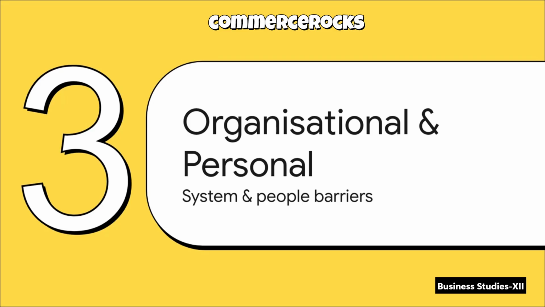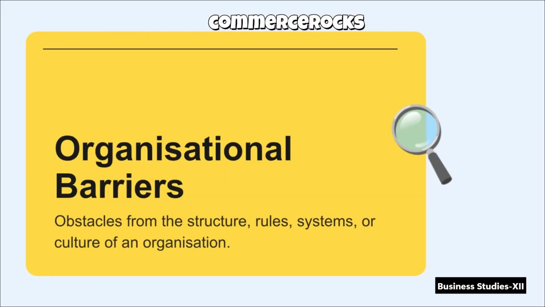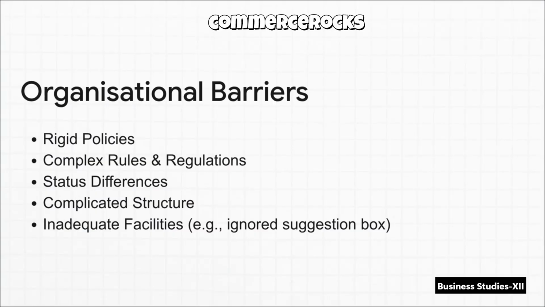All right, so we've talked about words and we've talked about what's going on in our minds. Now let's zoom out and look at the systems we work in and the personal stuff we all carry around with us. So organizational barriers are actually built into the structure of a company. This isn't about one person's mistake. We're talking about systemic problems that make it hard for everyone to communicate clearly. This could be something like a super rigid policy that makes you go through 10 different people just for a simple approval, or a huge one, status differences. A junior employee is just too afraid to speak up and share a good idea with a senior manager.